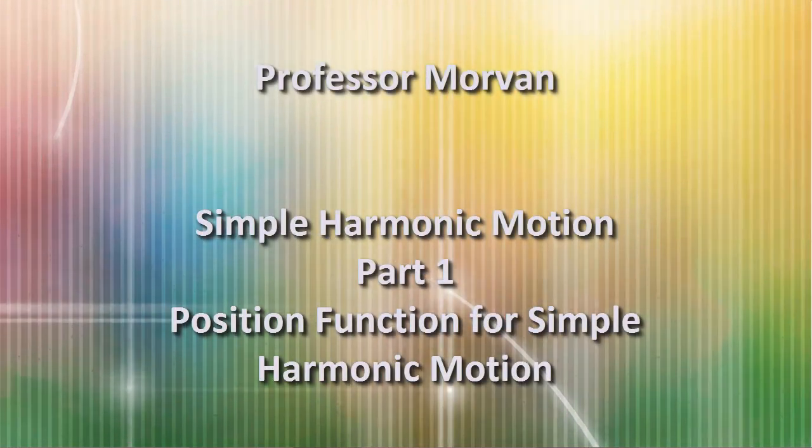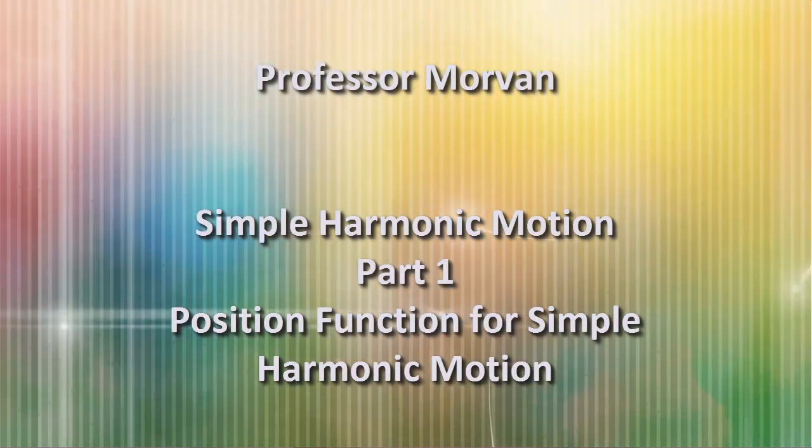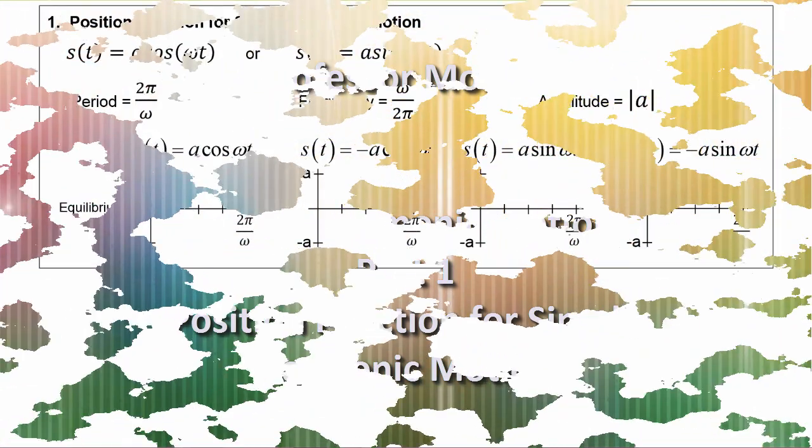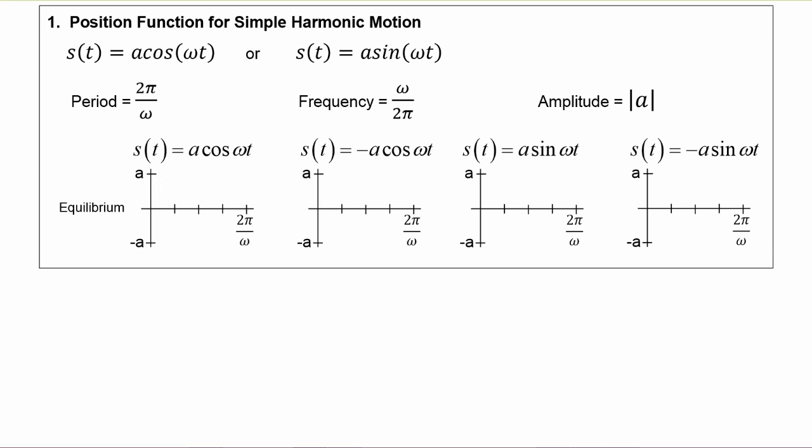In part 1 of our lesson on simple harmonic motion, you will learn about the position function used for simple harmonic motion. Simple harmonic motion is what we use to describe objects that oscillate. And the position functions will be in the form of either s of t equals a cosine of omega t, or s of t equals a sine of omega t.